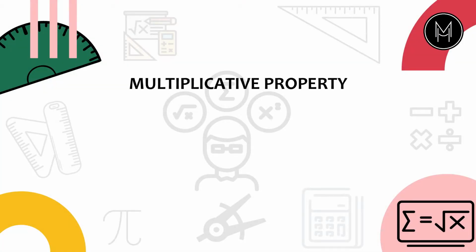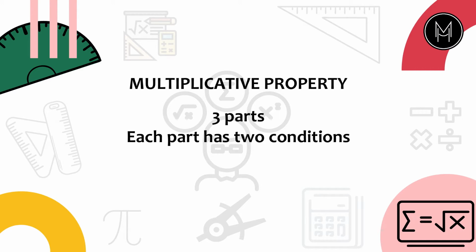Multiplicative property is the fourth and last property of inequality. This property has three parts and each part has two conditions. First, we will discuss part A and B, and then we will move towards C.